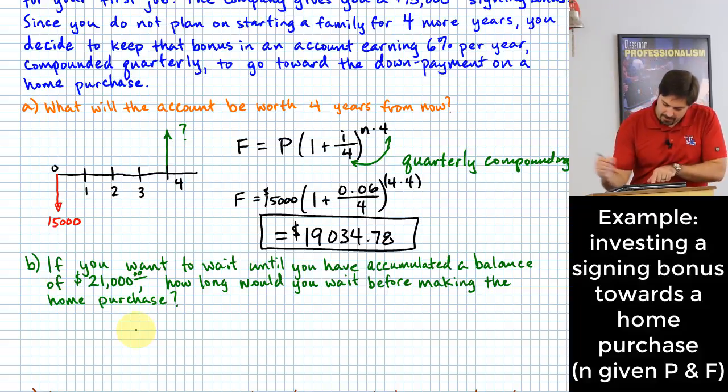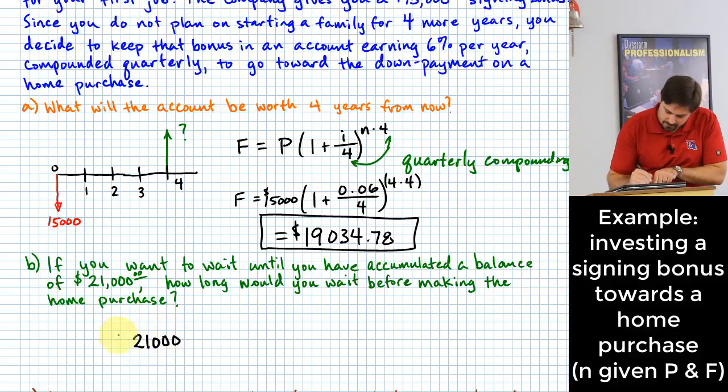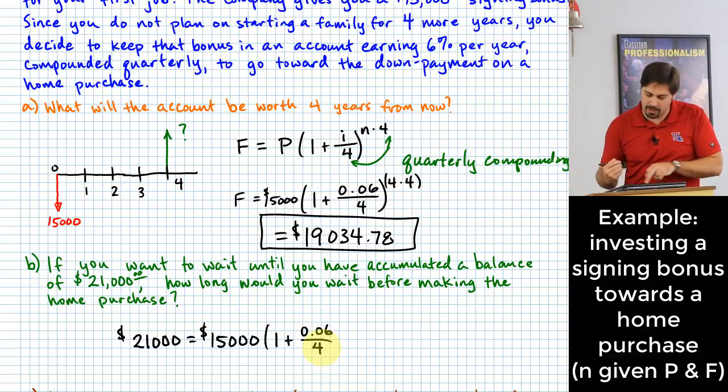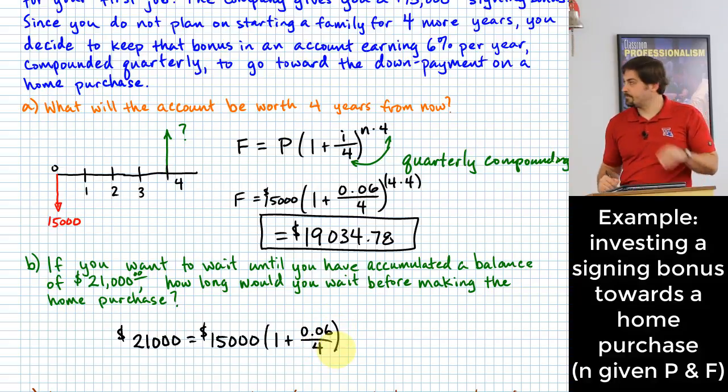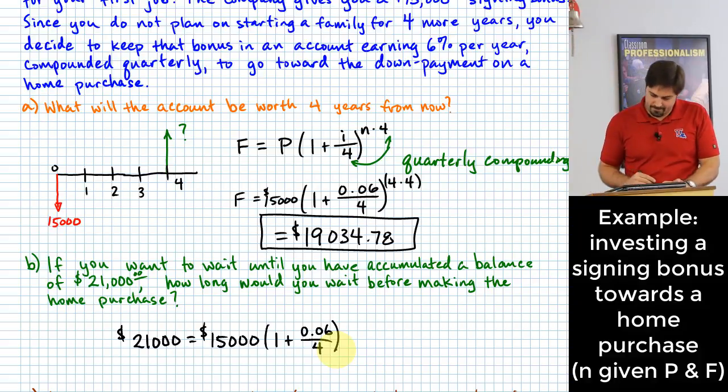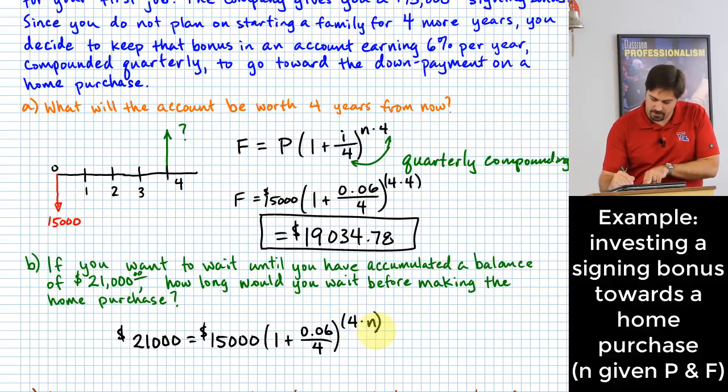Okay, so here I think what you're saying is we know the future value needs to be 21,000, right? We know the present value is 15,000. And we have 1 plus the interest rate, which doesn't change, nor does how many times we compound it. So then what does change? Yeah, 4 times n. We're trying to solve for n.